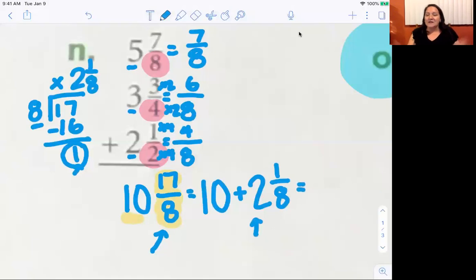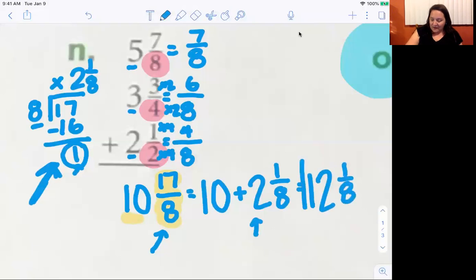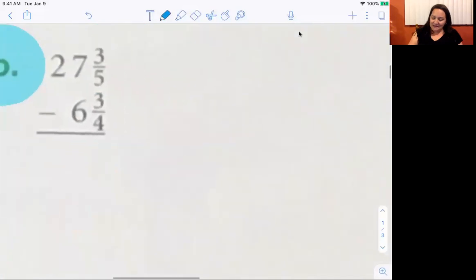Okay? And some of you guys are there and some of you guys aren't. That's okay. This is totally respectable. Actually, I respect you for working it out, because working it out shows that you are trying your very best to get the answers correct. So 10 plus 2 and 1/8 is 12 and 1/8. And that's our final answer. Awesome possum. You guys are doing great. If you need to, take a break and come back. But let's move on now.